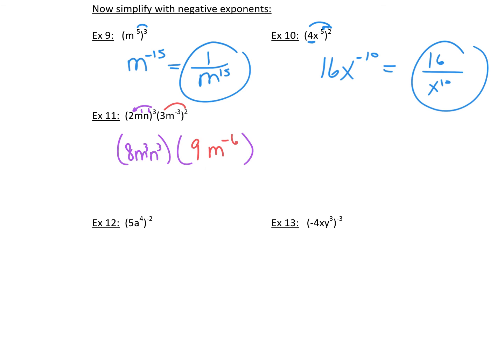Okay, now I'm going to go side by side multiplying. So I'm going to, just like I did earlier, I'm going to multiply by coefficients. 8 times 9 is 72. I'm going to multiply with the bases that match, m and m. So I carry my base m, and I add those exponents. Remember, now I'm switching over to multiplication rules with exponents, which is adding exponents. 3 plus negative 6 is negative third power. And then n to the third, I don't have another n, so I just carry n to the third over. This needs to get simplified because I can't leave this negative exponent in my answer. So I end up with 72n cubed over m cubed.